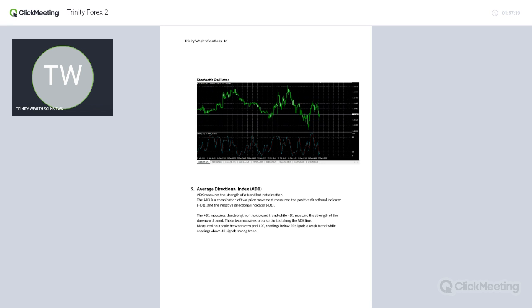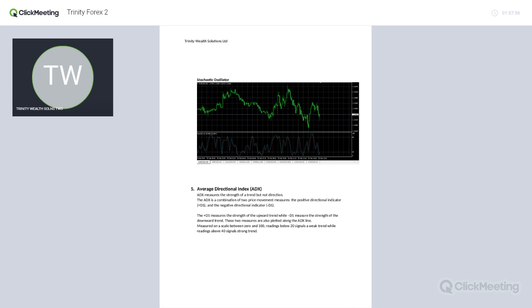Then you go to the average directional index, the ADX. The ADX measures the strength of a trend but not its direction. The ADX is a combination of two price movement measures: the positive directional indicator, plus DI, and the negative directional indicator, minus DI. The plus DI measures the strength of the upward trend, while the minus DI measures the strength of the downward trend.